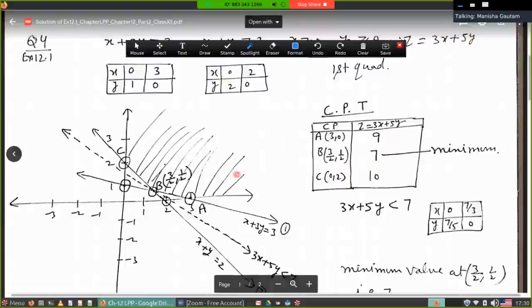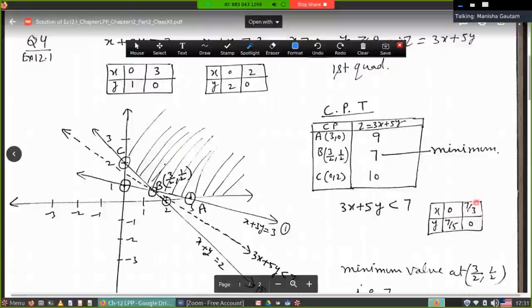Now this is the unbounded region. The question still has two points to do. You have to take the z expression, that is 3x + 5y. If you minimize in the case of an unbounded region, you have to make a new inequality: 3x + 5y less than the minimum value, which is 7. The new inequality formed is 3x + 5y < 7.